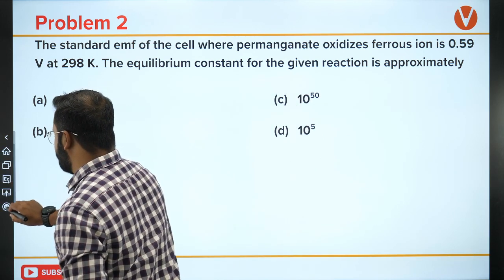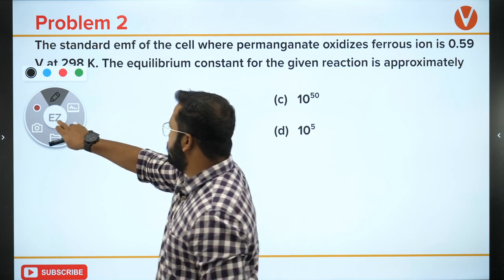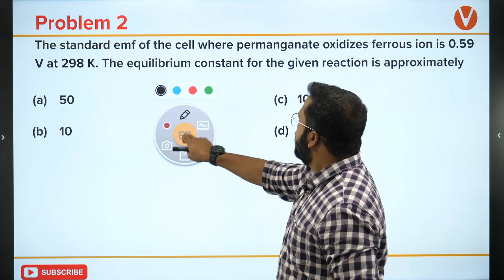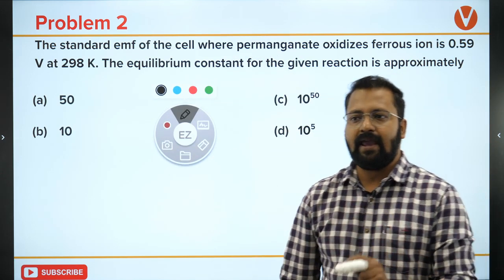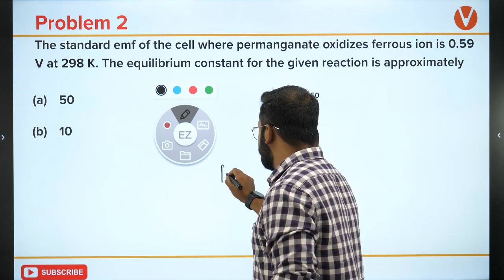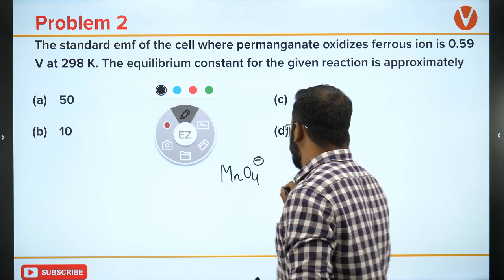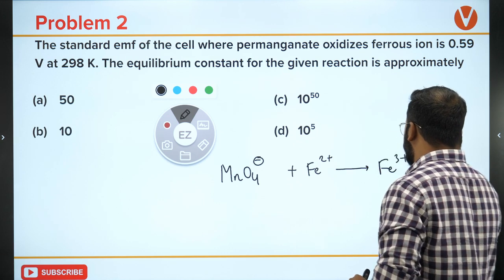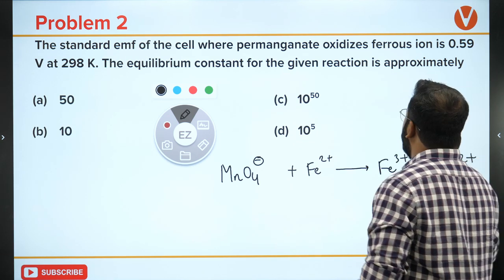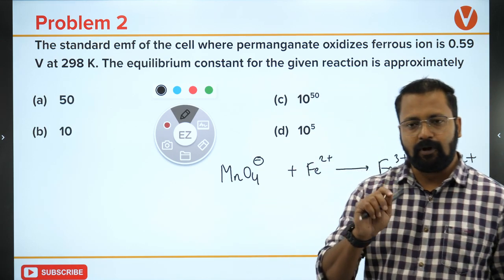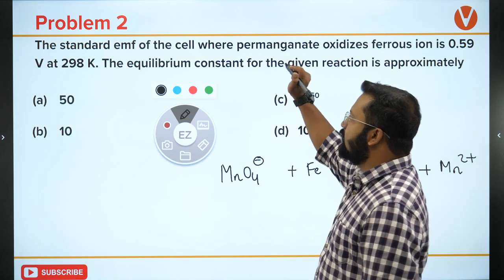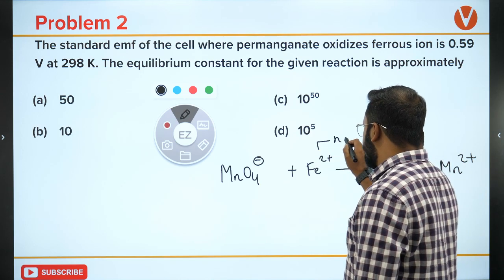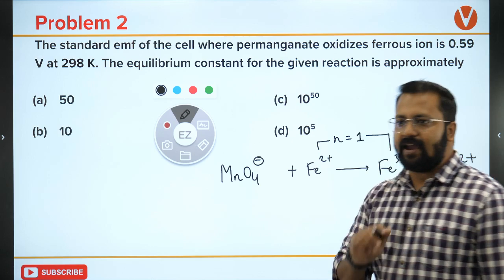So the method to solve this is very simple, but to solve this question you need to know what the reaction between permanganate and ferrous ion is. The reaction is this: MnO4 minus reacts with Fe2 plus, which changes to Fe3 plus, and MnO4 minus changes to Mn2 plus. This is happening in an acidic medium. It is not shown, but this reaction is happening in an acidic medium. If we carry out this reaction in an acidic medium, then the number of electrons lost is 1, so its n factor will be 1.